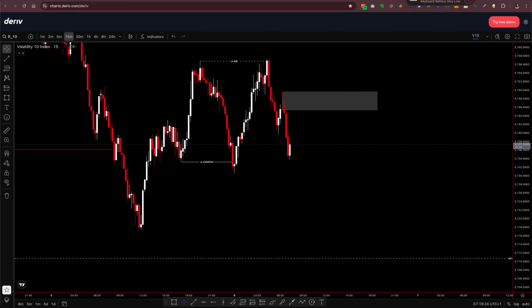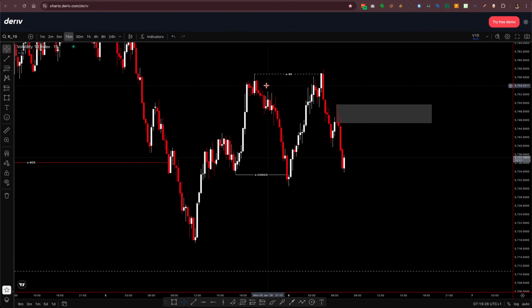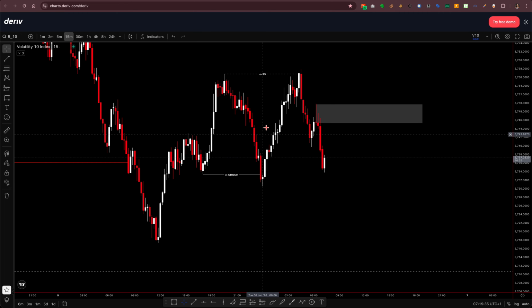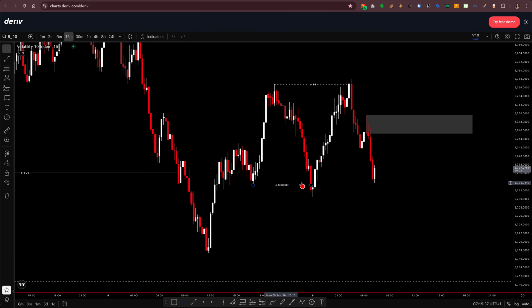So you might ask why am I selling from there? That's because what I just did was I mapped out the internal structure. This is the external structure, right? I just used my eyes to map out the internal structure. If you follow my mouse movements, you see there's a break of structure here, right? Then you see this little move here, it's structure, but it's a minor one, right?